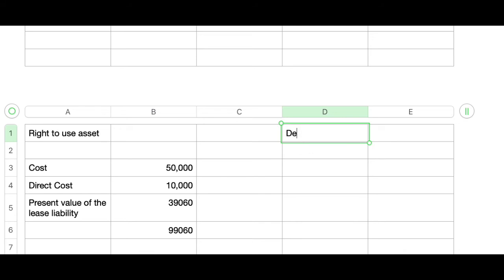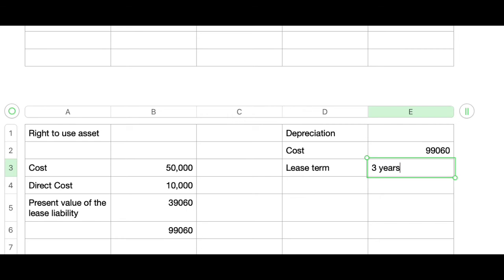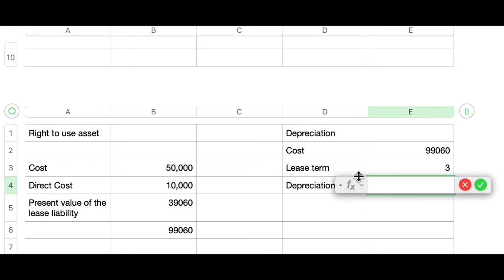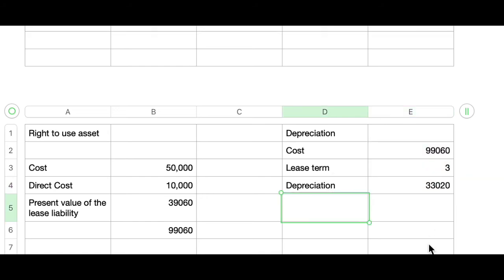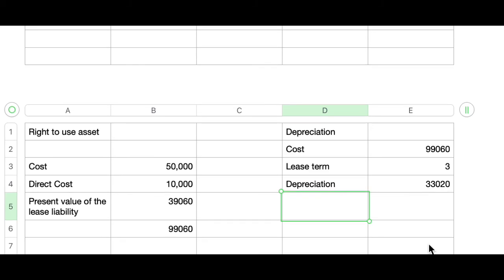Now the depreciation on this asset, since our lease term is 3 years, right? My depreciation is going to be, I take my cost, which was 99,060, and my lease term is 3 years. So my depreciation would be 99,060 divided by 3, that will be 33,020 a year, right?